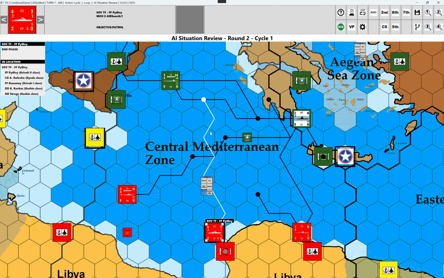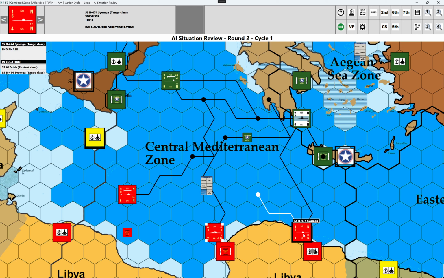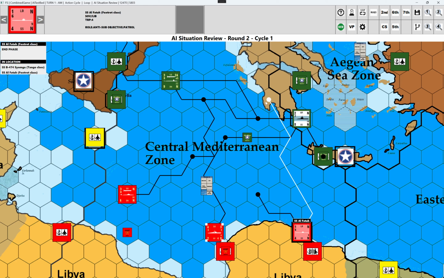The task force is heading up there. So they're all going to just random spots. Nobody's detected anybody. So who knows? If we look at these two subs, we see that the Russian one is going here, and then the Libyan one is going up here. Now, these they don't have to necessarily reach here.